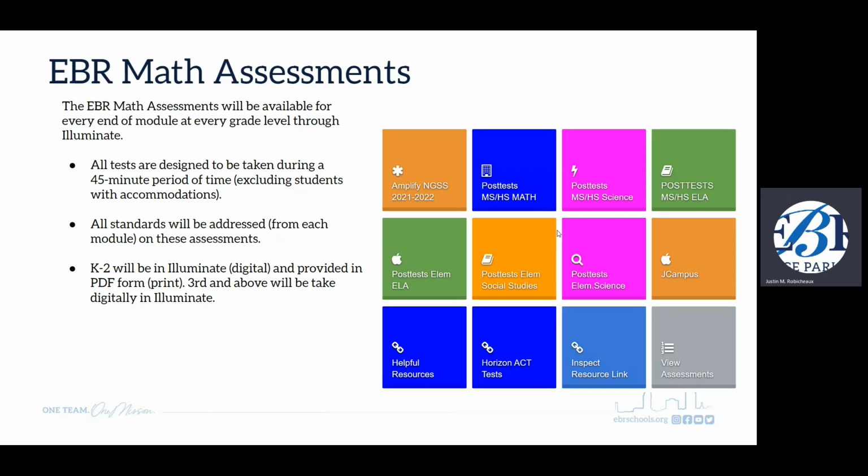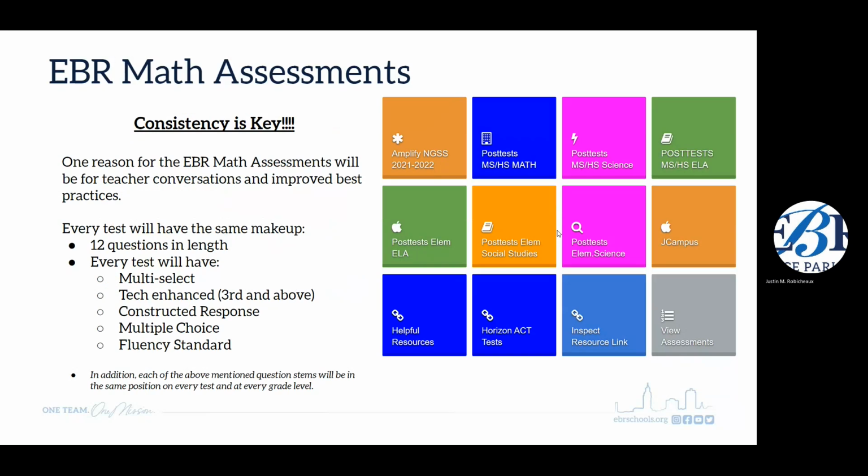Again, all end of module tests are designed to be taken during a 45-minute period. This obviously excludes students with accommodations who may have extended time. All standards are addressed on the assessments from each module. Kindergarten through second graders can use Illuminate in the digital platform, or they can use the PDF print form of the assessment, while we're asking all third and above students to take the test entirely digitally through Illuminate.